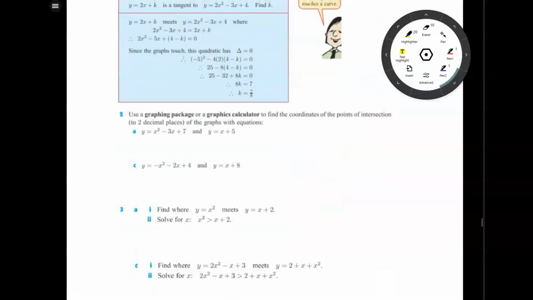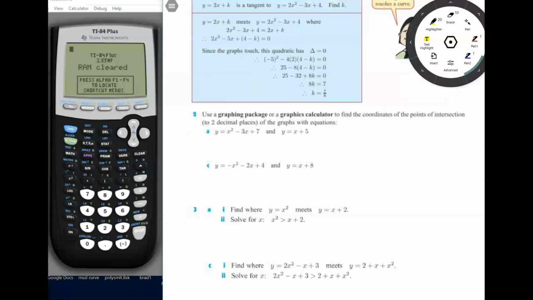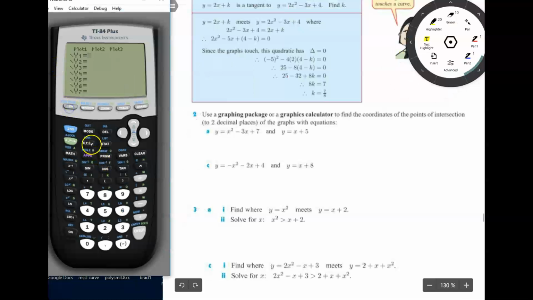Number 2. Use a graphing package or a graphics calculator to find the coordinates of the points of intersection, up to 2 decimal places, of the graphs with equations. And they give us a couple of equations here. So let's get out the calculator. We're going to program both of these functions into the calculator.